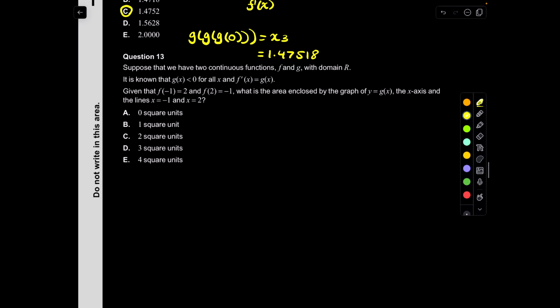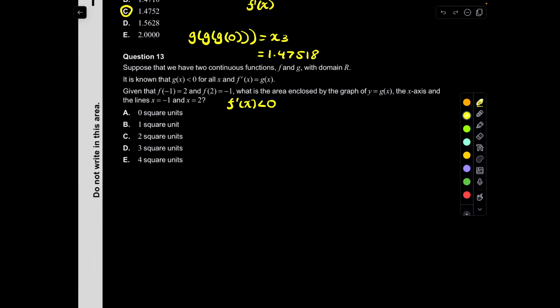Question 13. Suppose that we have two functions, f and g, with domains the reals. It is known that g of x is less than 0, so it's negative, for all values of x, and f dash of x is equal to g of x. So basically, if f dash of x is equal to g of x, it means that f dash of x is less than 0. So the gradient of f is always negative.